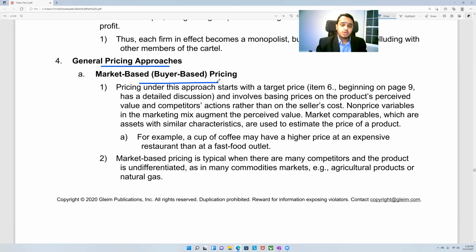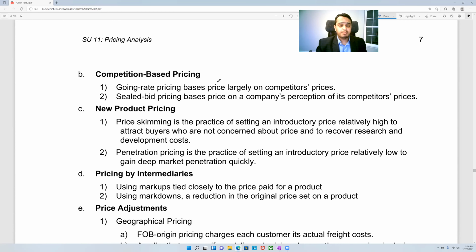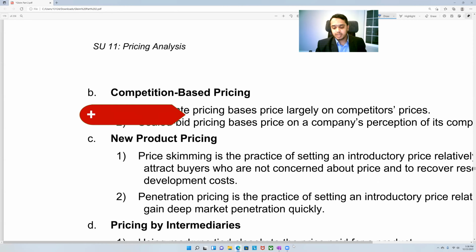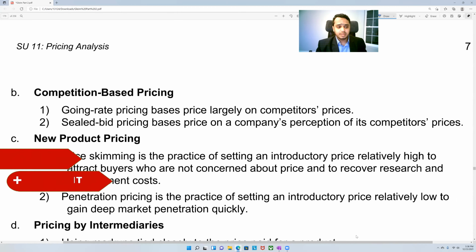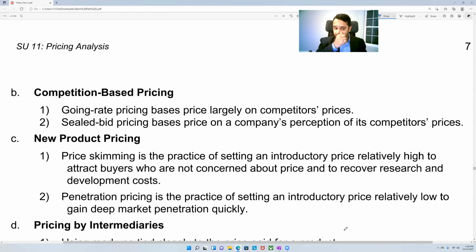Suppose you want to know who your competitor is and at what price they are selling. You would like to know that, and you would want to sell at that particular price. That is competition based pricing.